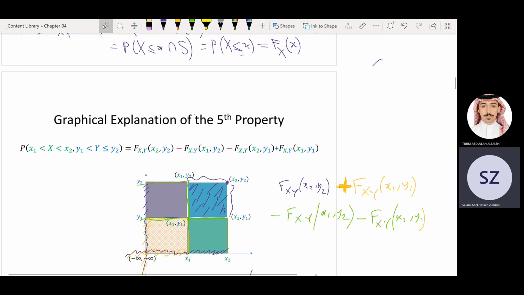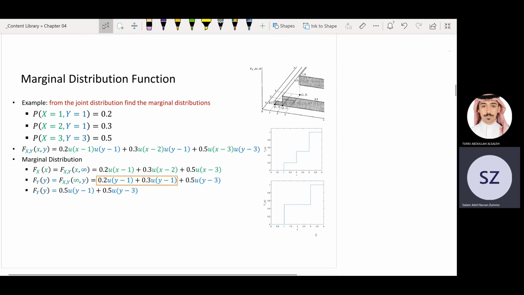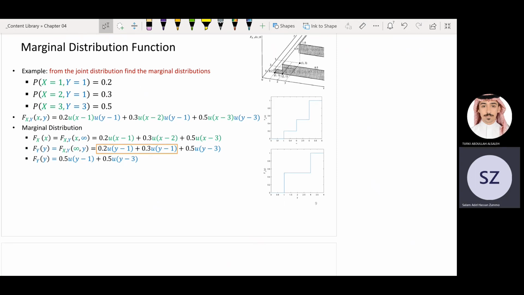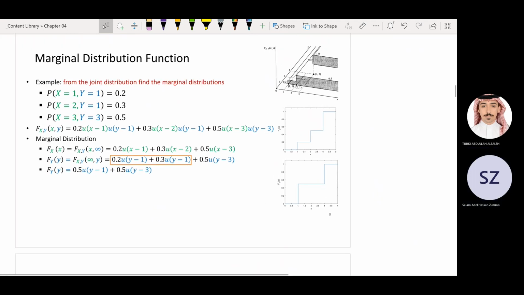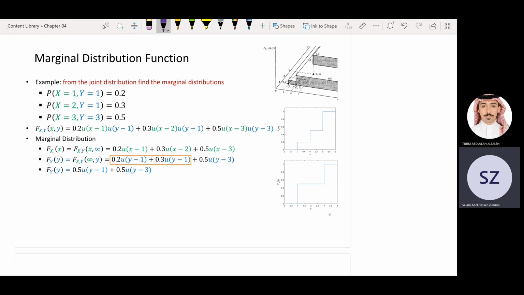Okay, let's say we explained this already. Let's take an example. Let's talk mainly about the marginal distribution. We talked about the topic last time and we calculated it. However, let's have some more examples. So here I'm giving you this joint distribution. The probability that x equal 1 and y equal 1 is 0.2. We talked about the same example as last time. X equal 2 and y equal 1 is 0.3. X equal 3 and y equal 3 is 0.5.